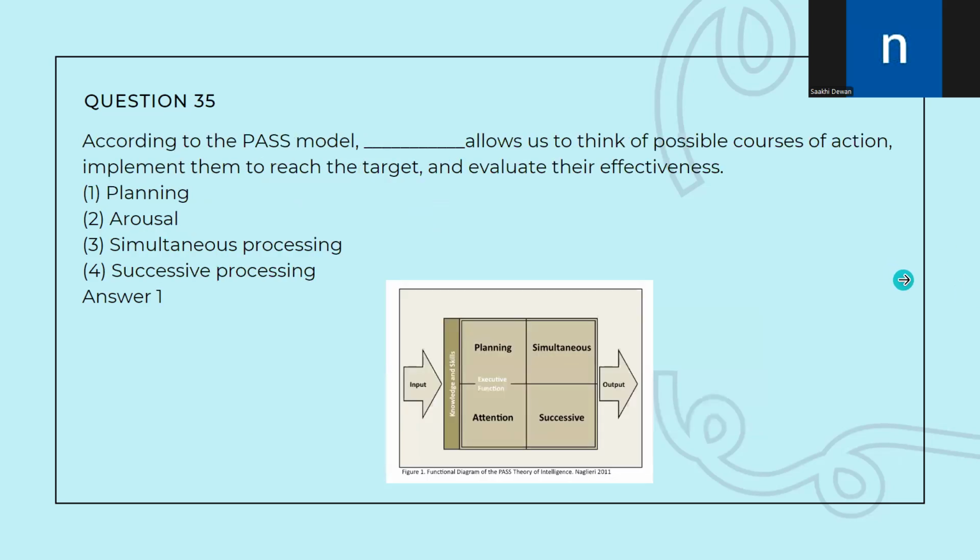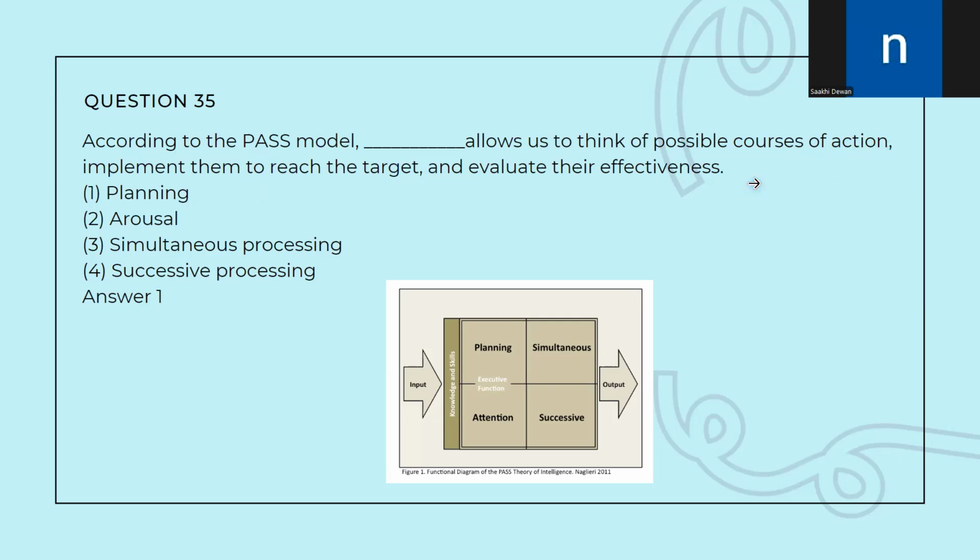Let us move to the next question, question number 35. According to the PASS model, dash allows us to think of possible courses of action, to implement them to reach the target, and to evaluate their effectiveness. So in PASS, P stands for planning, A stands for arousal, S stands for simultaneous processing, and the other S stands for successive processing. So out of these four, it is planning that allows us to think of possible courses of action.